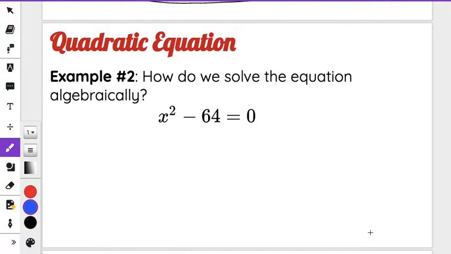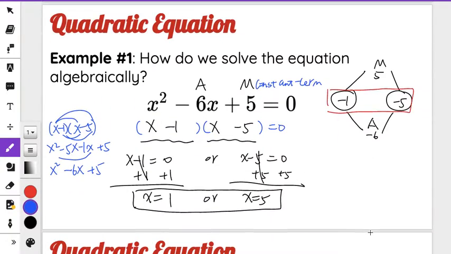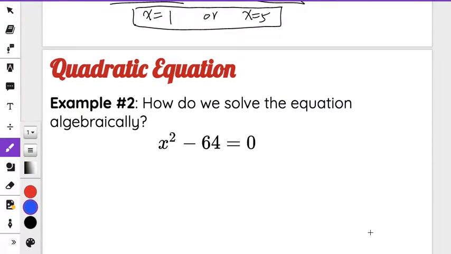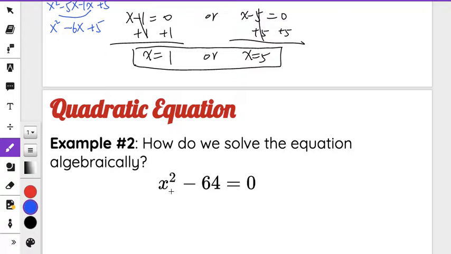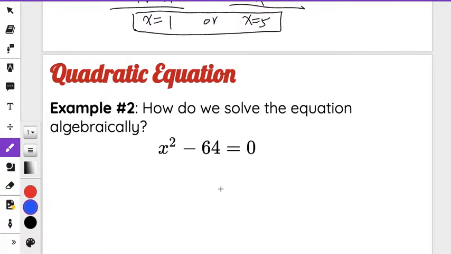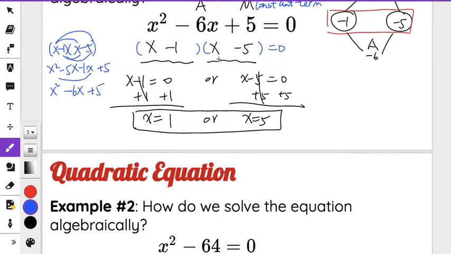This equation, as you can see, compared to this one here, it seems that something is missing. We only have two terms here, right? So some students might wonder, can I use GCF? Unfortunately, it's not working because the first one has a variable, the second one doesn't. But instead, we can still try the AM method.